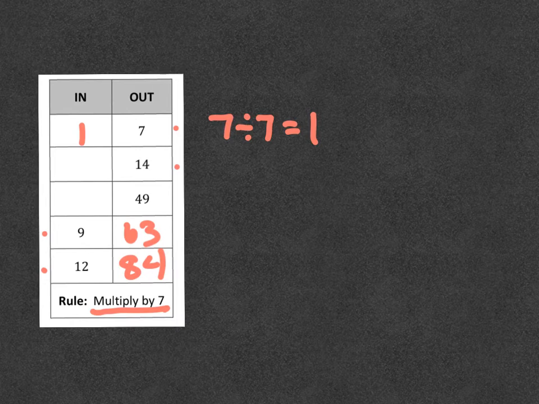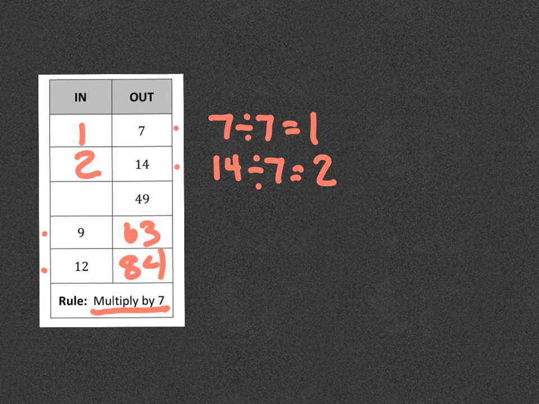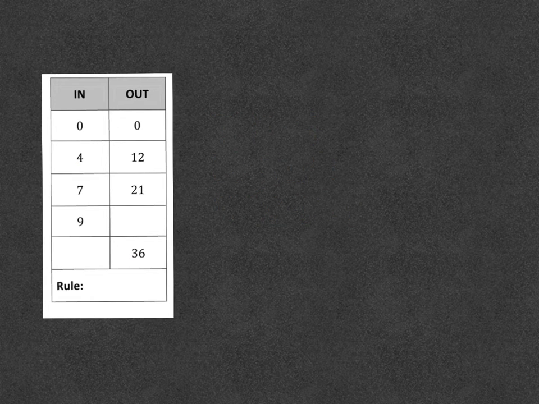All right, so same thing. We have 14 divided by 7, which would equal 2. And this last one here, we have 49 divided by 7, which would equal 7. Okay, so that's how we would fill this chart in if you have a combination of ins and outs on your function table.